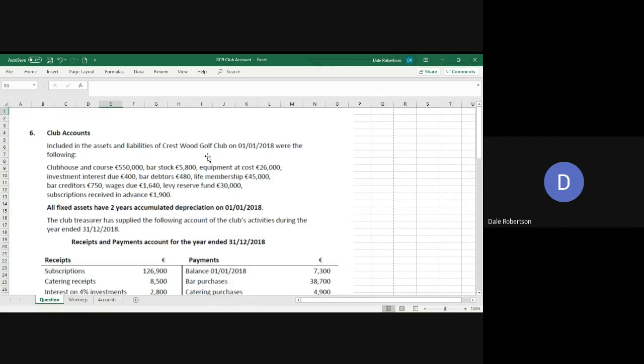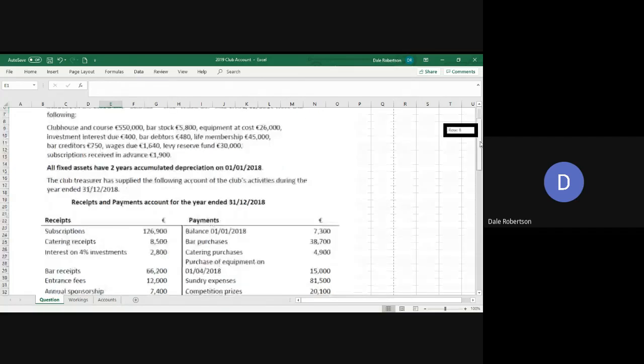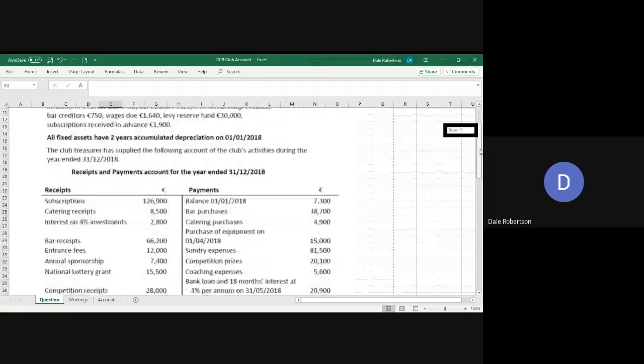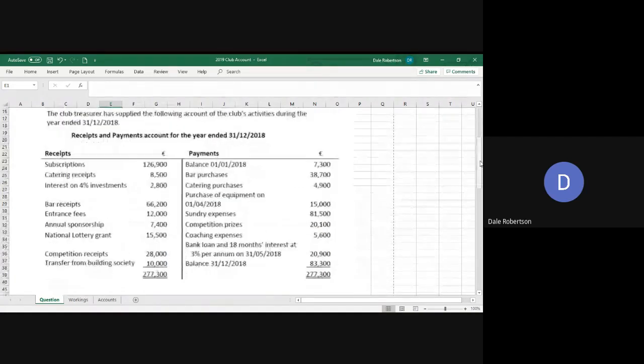So the assets and liabilities of Crestwood Golf Club include the following at the first day of January 2018, and they give you a list of all of the assets and liabilities. Here is a feature which was not seen before in club accounts, but is directly lifted from service firm accounts, where there is 2 years accumulated depreciation prior to this year. Then you have receipts and payments, and the receipts and payments is money in on the debit side, money out on the credit side, essentially a bank account, and we'll look at that when we get to it.